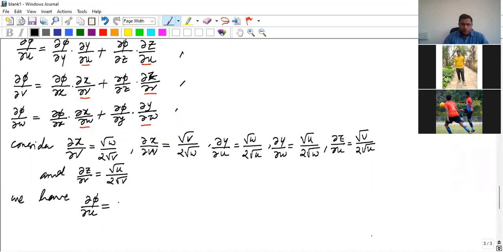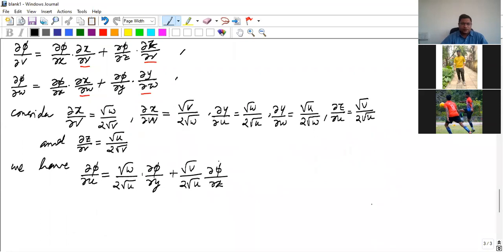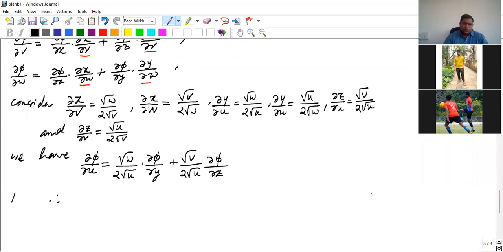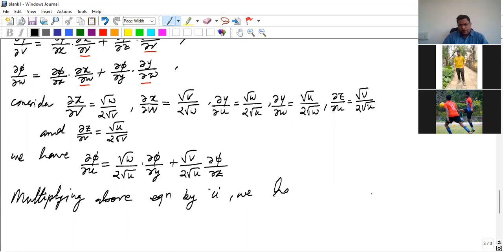So we can see here it is going to be root of w upon 2 root of u, and this is ∂φ/∂y plus... What is ∂z/∂u? So it is root of v upon 2 root of u ∂φ/∂z. Okay. So these values we have put. Now see the claim what we want. We want u into ∂φ/∂u. And hence, what we have here, we write: multiplying the above equation by u, we have.